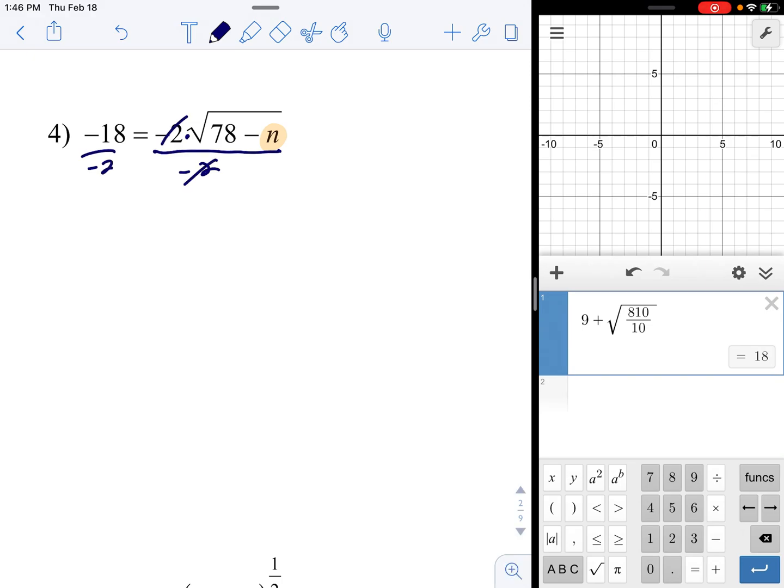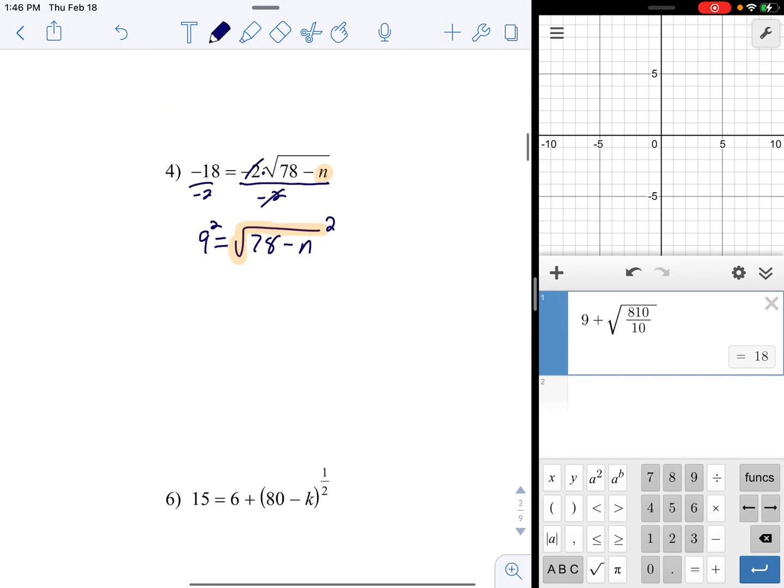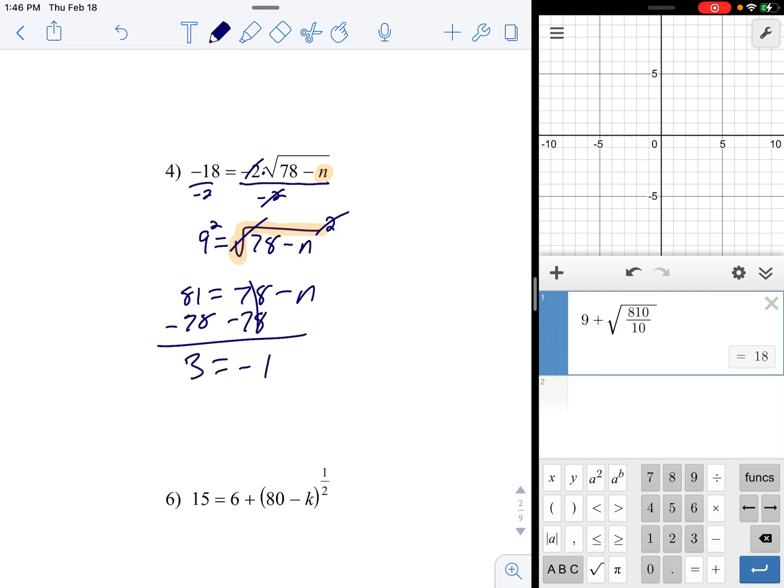Now, -18 divided by -2 is +9. Equals square root of 78 minus n. We are at the point where we want to cancel out the square root, so that means you have to square it, square the other side. And sort of coincidentally, we get 9 squared again, which is 81. Okay, whatever. Square root cancels out 78 minus n. I'm going to subtract 78 on both sides. I get 81 minus 78 is 3 equals -n.